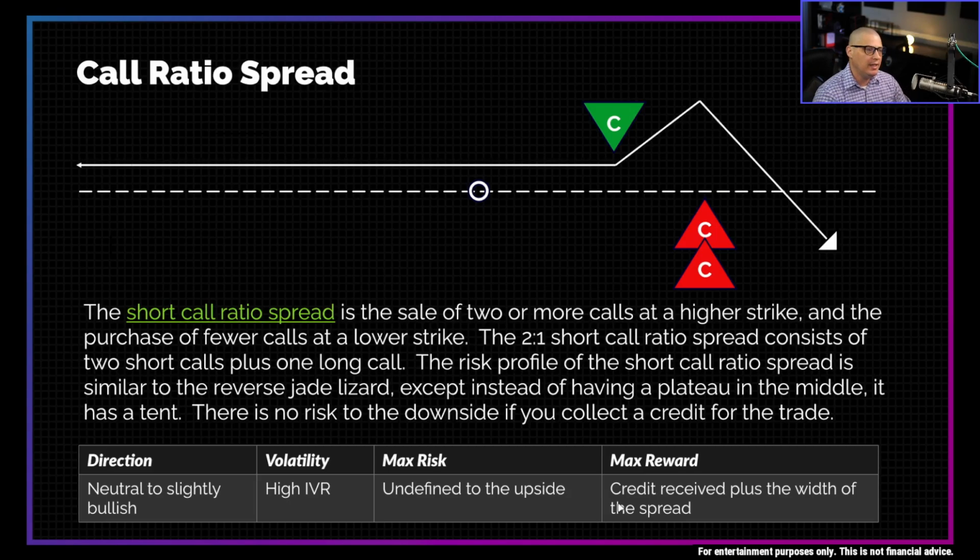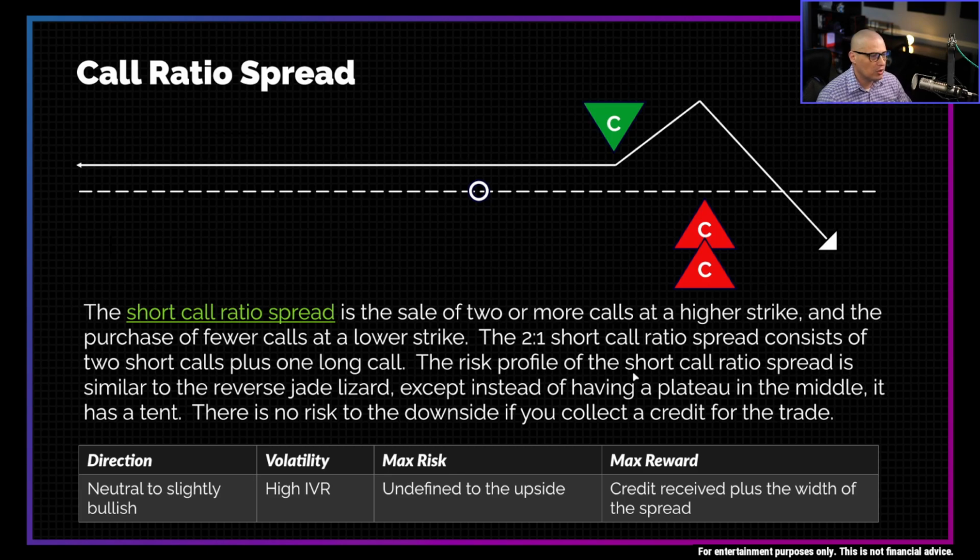The call ratio spread is essentially just like the put ratio spread, except it's in reverse. So the short call ratio spread is the sale of two or more calls at a higher strike and the purchase of fewer calls at a lower strike. So typically, again, this is done in a 2-to-1 ratio. So the 2-to-1 call ratio spread consists of 2 short calls and 1 long call.